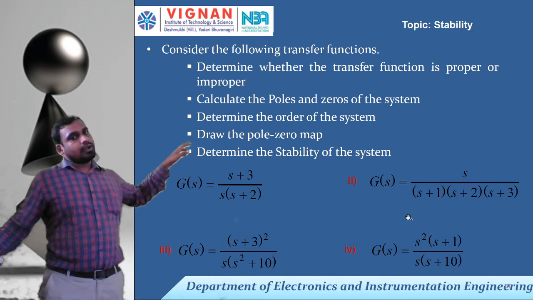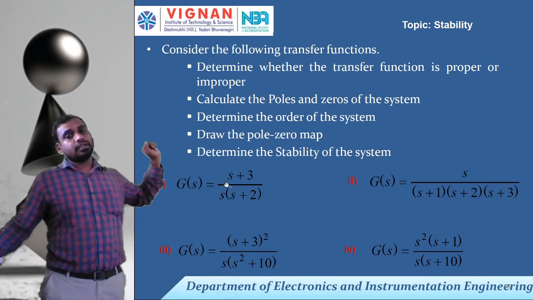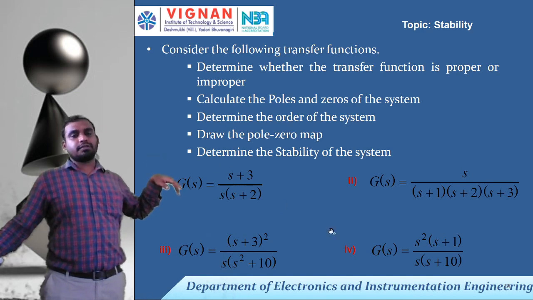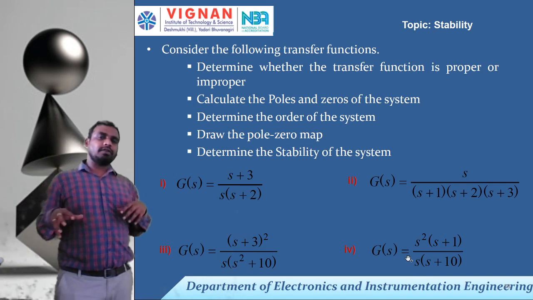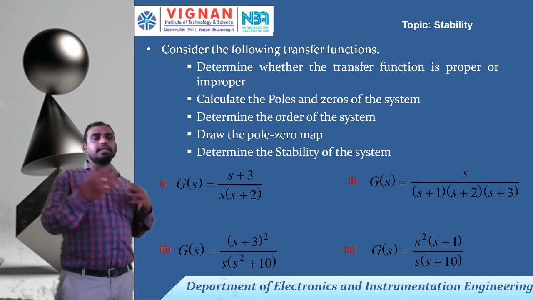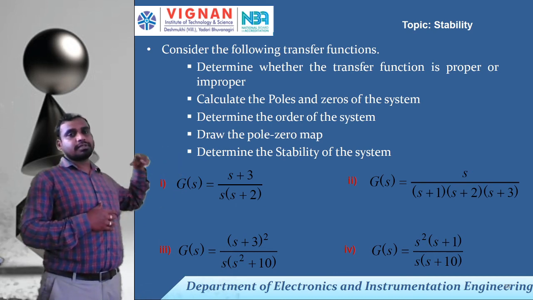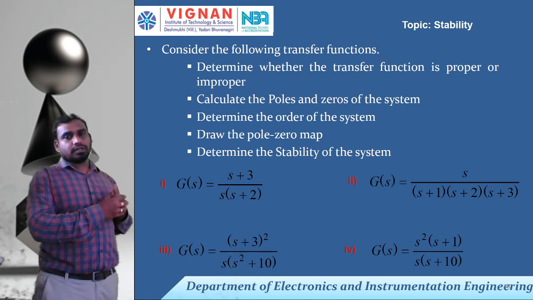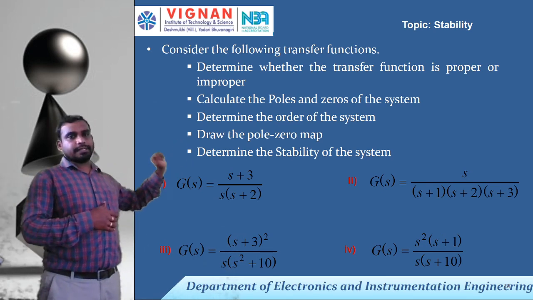You can observe the order of the transfer function here is s square, but the order of the transfer function here is s. First example. So here the order of the denominator is greater than the order of the numerator, so it is a proper transfer function. Similarly, all the other three. So now by using these transfer functions, initially the transfer function would be in this form. We have to represent the transfer function in terms of roots. Then only we can estimate the stability based on the pole location.